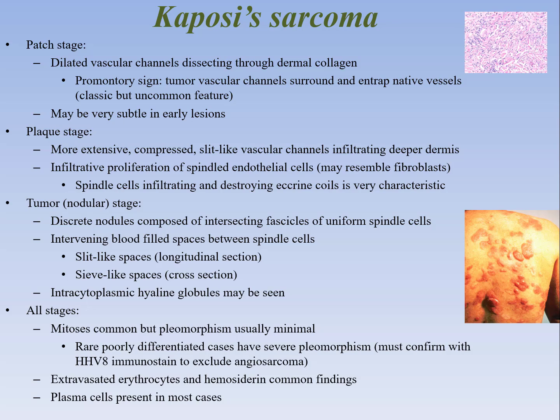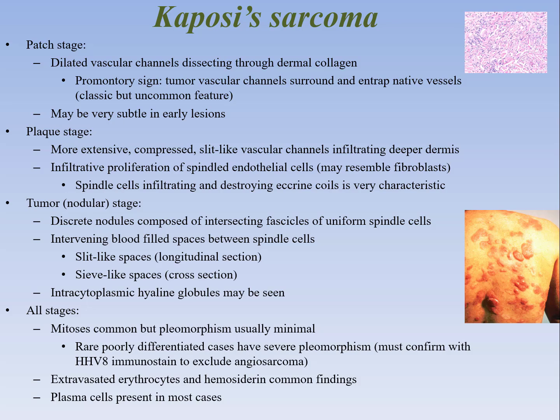Promontory sign: tumor vascular channels surround and entrap native vessels. Classic but uncommon features. May be very subtle in early lesion. Plaque stage: more extensive, compressed, slit-like vascular channels infiltrating the deep dermis.